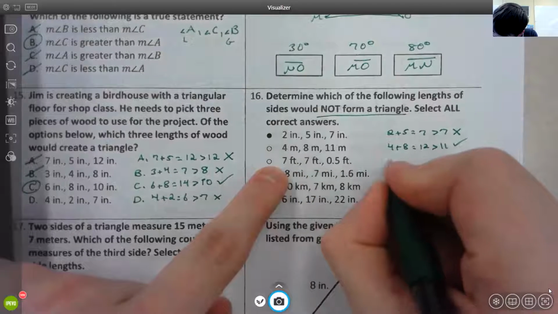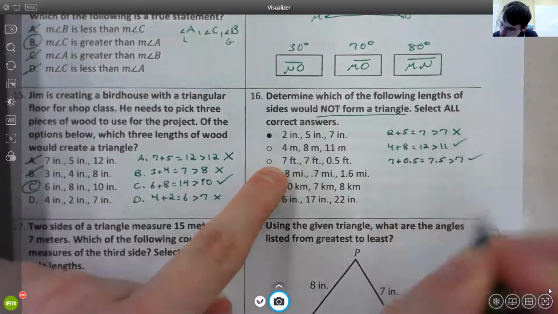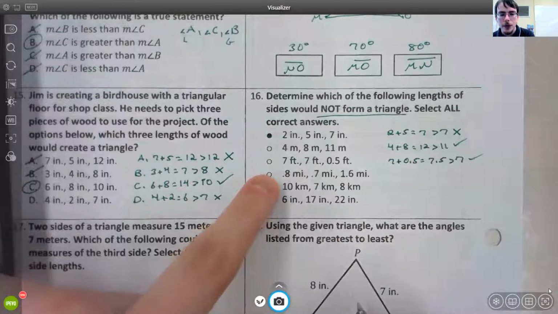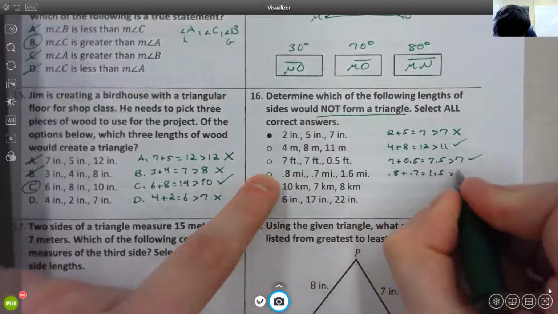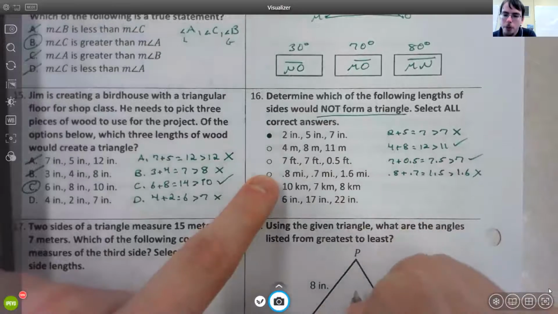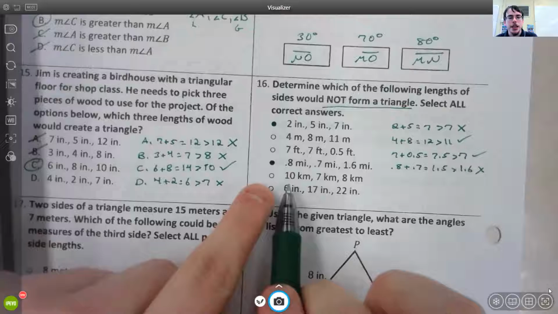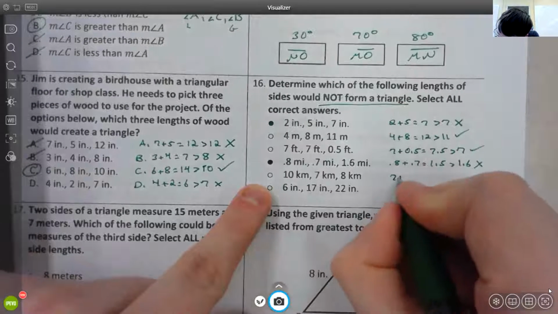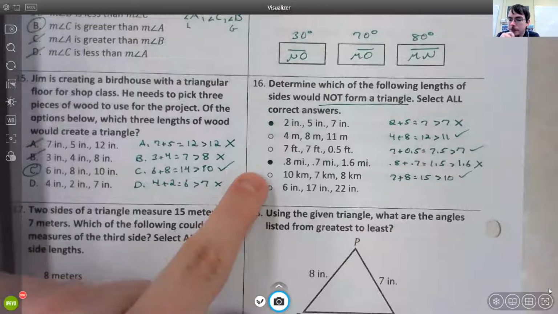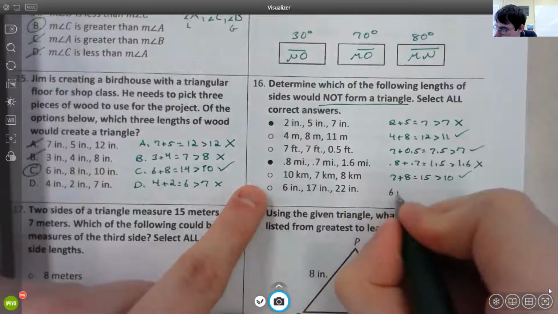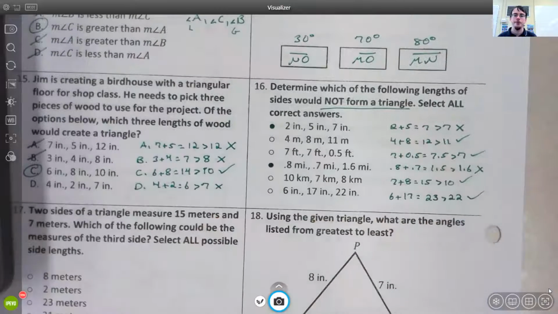7, 7, and 0.5, so we take 7 plus 0.5, which is 7.5, which is greater than 7, so that's not an answer either. Next one, 0.8 plus 0.7 is 1.5. 1.5 is not greater than 1.6, so this is not a triangle, which is an answer. 10, 7, and 8. 7 plus 8 is 15, which is greater than 10, so it is a triangle. And then 6, 17, and 22. 6 plus 17 is 23, which is greater than 22.